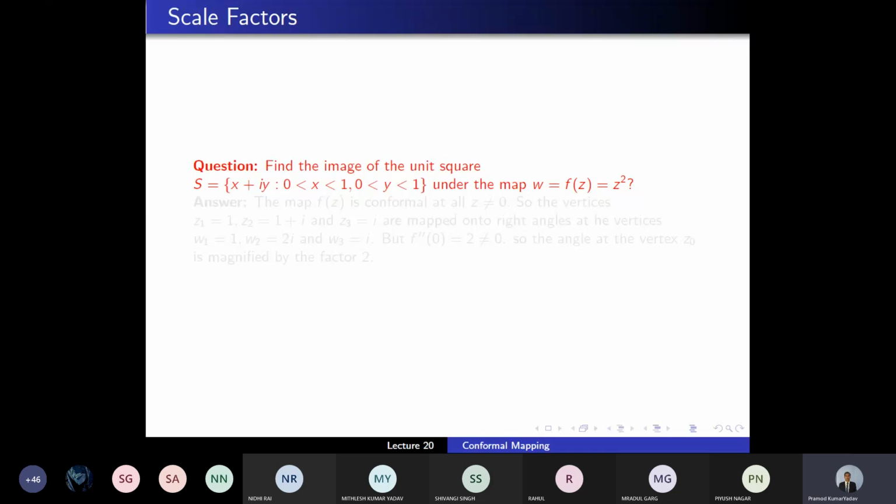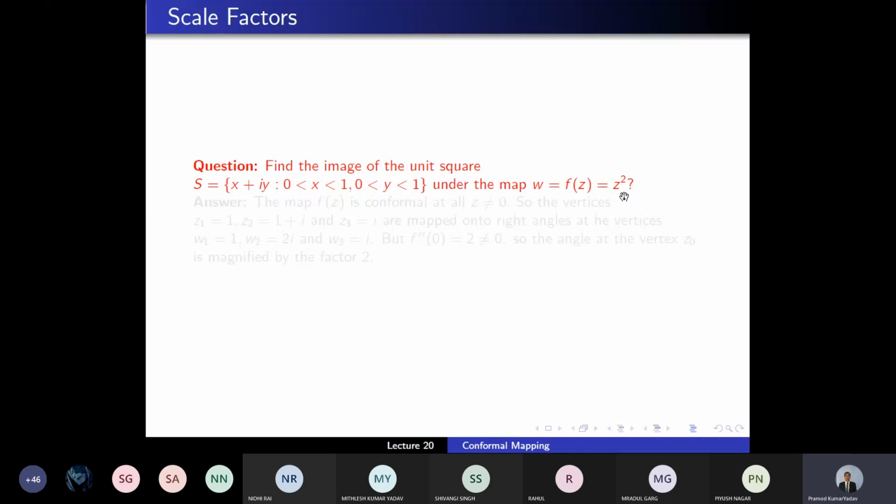Am I right? Yes, sir. So if f(z) is analytic and it is not 0 at any point of the region x 0 to 1 and y 0 to 1, it means this function will be conformal. And this conformal mapping may transform this region into an image in the W plane. How will it transform? W equals z square.